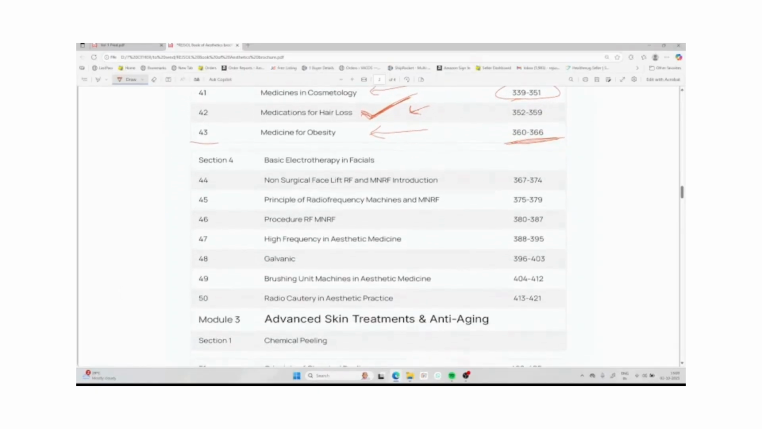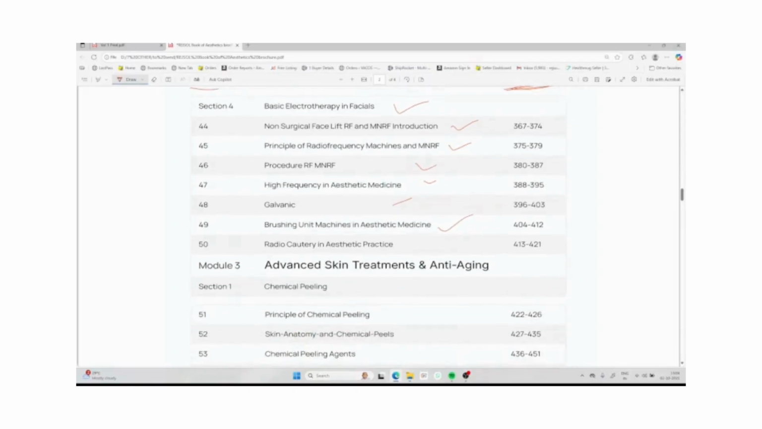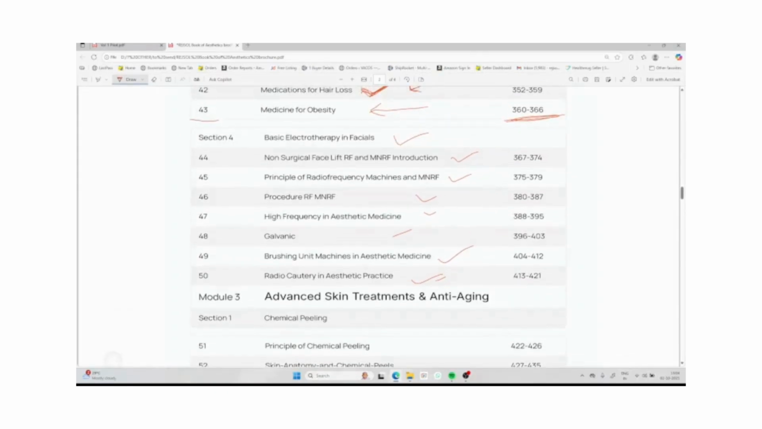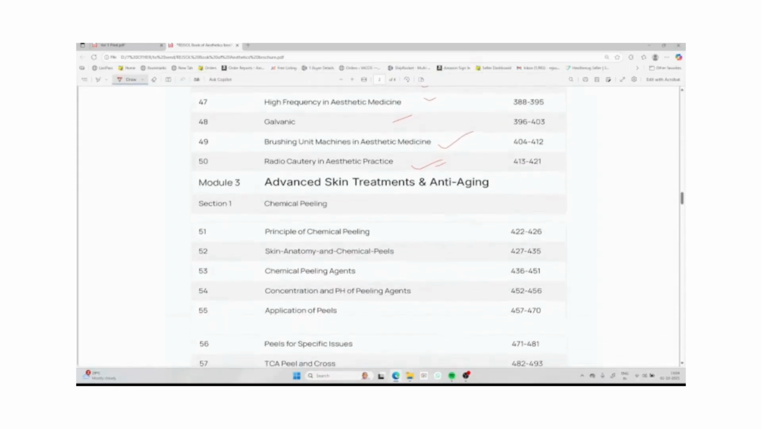Now section 4, basic electrotherapy in facials. So non-surgical facelift, RF, MRF, and galvanic brushing units that are used in aesthetic medicine and radiocoding. These are the basic electrotherapy in facials.